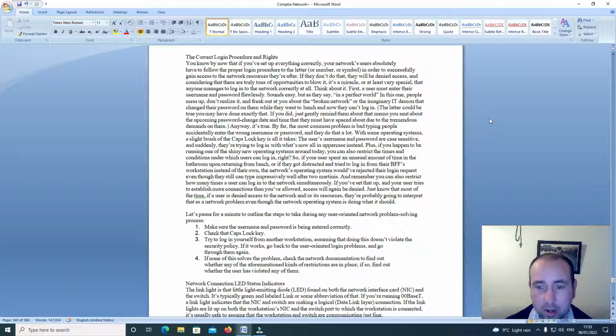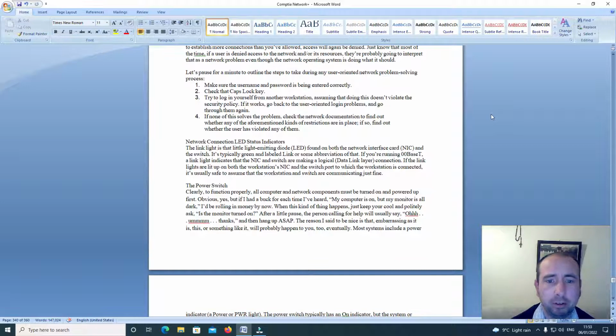And remember, you can also restrict how many times a user can log into the network simultaneously. If you have that set up and your user tries to establish more connections than you allowed, access will again be denied. Just know that most of the time, if a user is denied access to the network and/or its resources, they're probably going to interpret that as a network problem, even though the network operating system is doing what it should be.